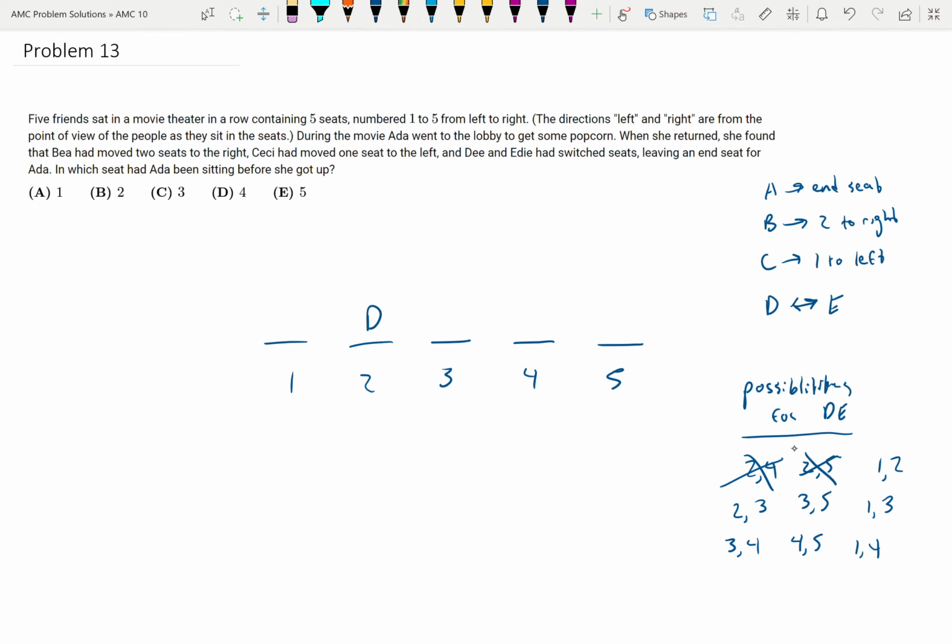Now let's try D and E at 1 and 2. So D, E. Here, B would have to go right here. C would have to go right here. A would go right here. B is going to move there, but also A is going to move there, so they'd end up at the same seat, so that won't work. Next, D and E at 2 and 3. C would have to go here because it's moving 1 to the left. B wouldn't be able to go anywhere here, so that wouldn't work.